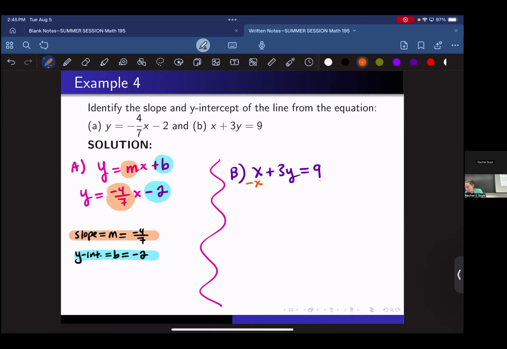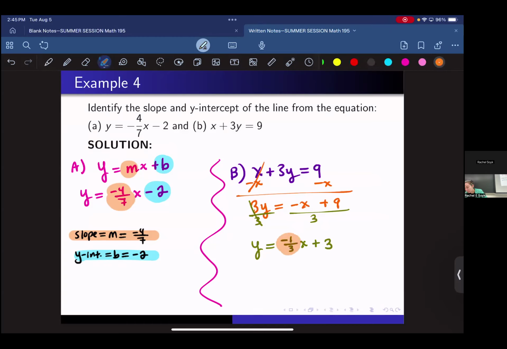Let's go ahead and subtract x from both sides. And so we're given 3y is equal to negative x plus 9. Then let's divide 3 on both sides. So we get y is equal to negative x over 3, which is the same as negative 1x over 3, which is the same as negative 1/3 x. And then 9 divided by 3 is just 3. So now we can very easily identify what our slope and what our y-intercept are.